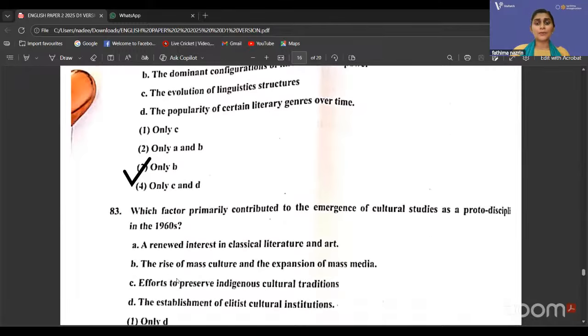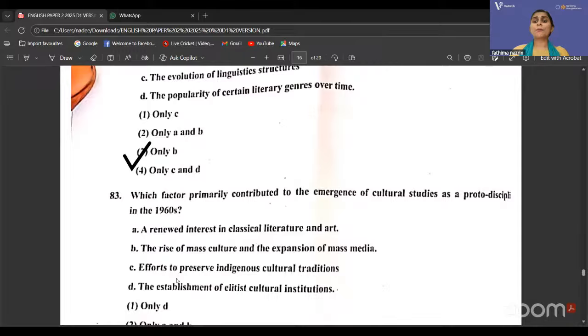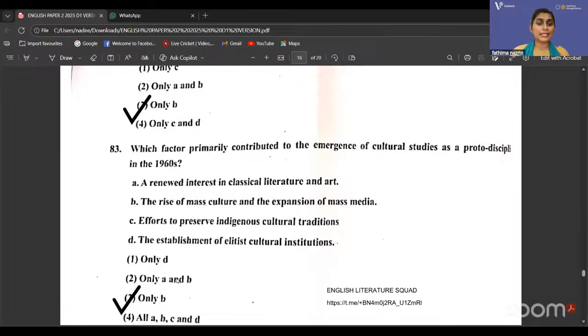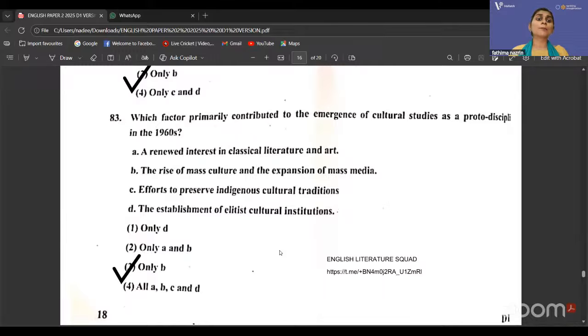Which factor primarily contributed to the emergence of cultural studies as a proto-discipline in the 1960s? A renewed interest in classical literature and art? No. The rise of mass culture and the expansion of mass media? Obviously, it should be. Efforts to preserve indigenous cultural traditions? No. The establishment of elitist cultural institutions? The answer would be only B.